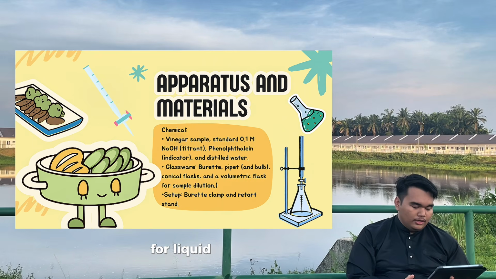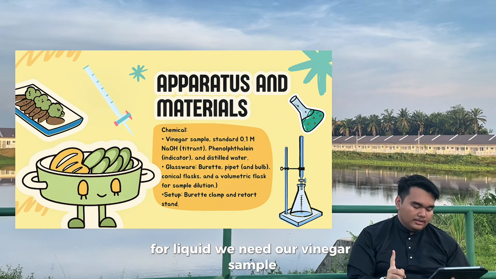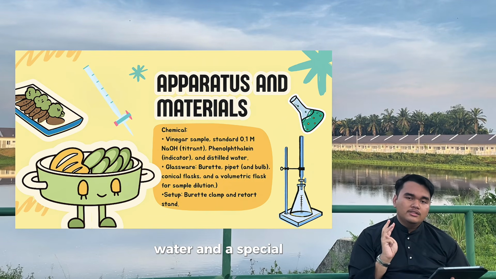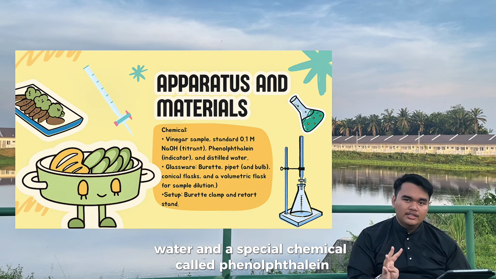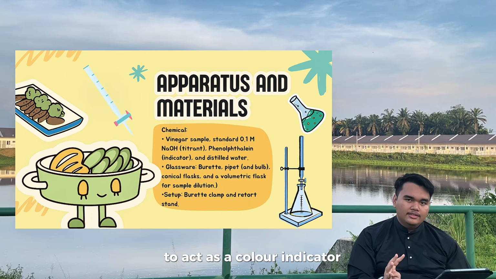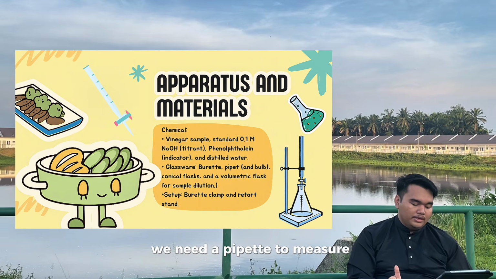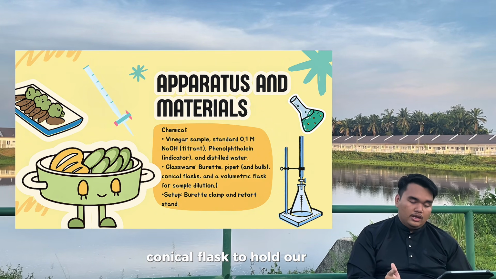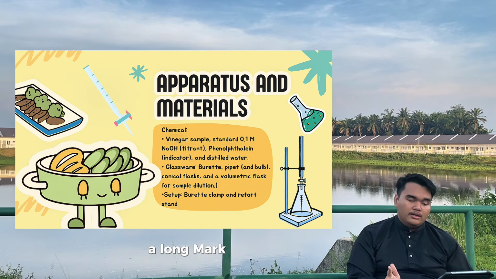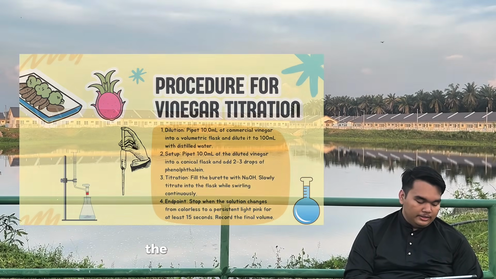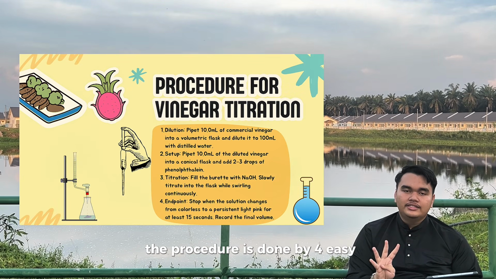For liquid, we need our vinegar sample, testing liquid called sodium hydroxide, water, and a special chemical called phenolphthalein to act as a color indicator. For the tools, we need a pipette to measure liquid perfectly, a conical flask to hold our sample, and a long marked glass tube called a burette to add our testing liquid drop by drop. The procedure is done by 4 easy steps.